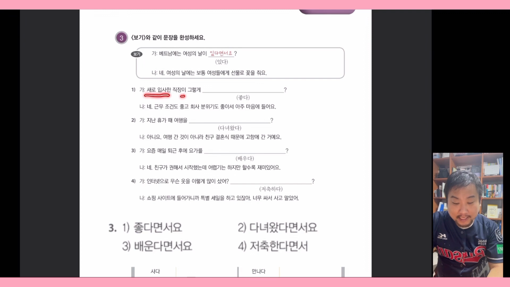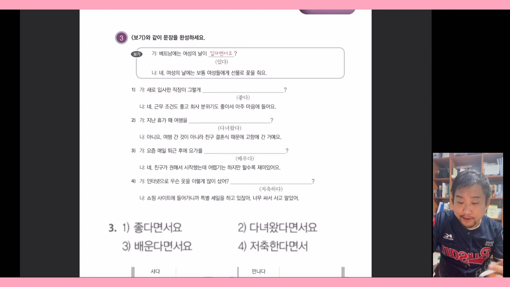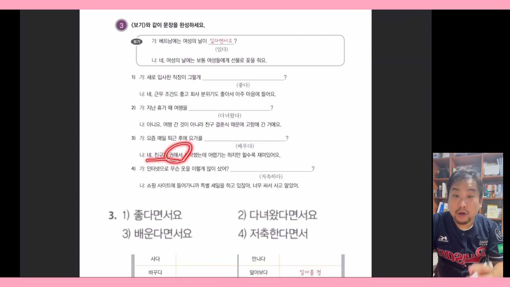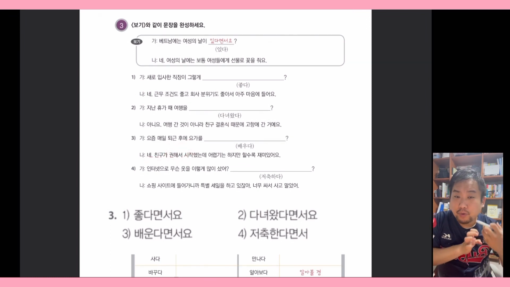새로 입사한 직장. 직장 is company. 새로 is new, newly. 입사. 입 is enter, like 입구. So 입사 is entering the new company. 근무 조건, working condition도 좋고, blah blah blah. 결혼식 is a wedding. 친구가 권해서, 권하다 is 권장하다, recommend.